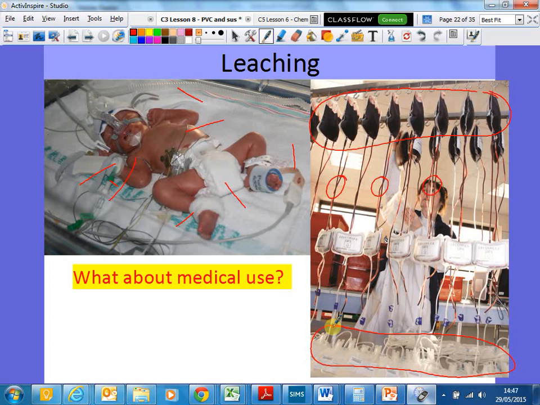And because there is no alternative, the risk of the leaching plasticizer is small in comparison to the benefits that those products give us. And that is what we have to think about when we're talking about chemicals. The risks versus the benefits.